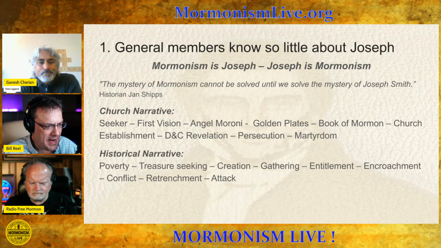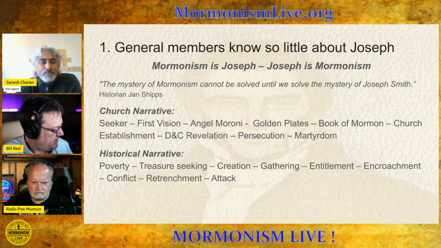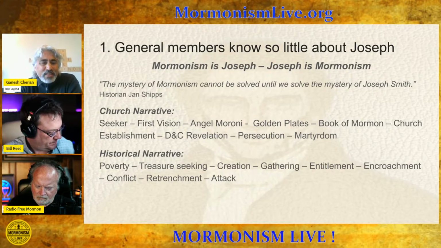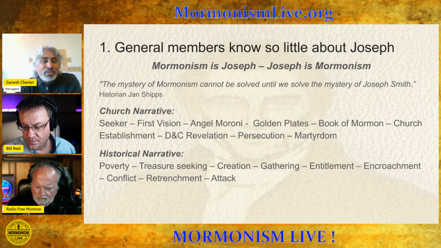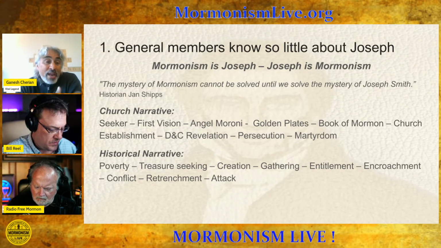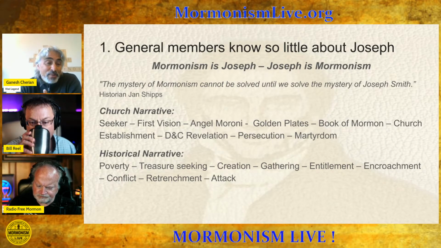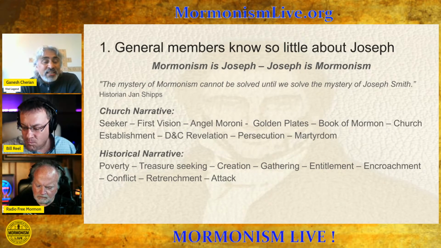What are some of the things that are happening here? Church narrative, historical narrative. What are some of the ideas here that you're wanting to convey to the reader? So the reason why we know so little about Joseph is because the church narrative is to suggest that it's miraculous and it's spiritual, which is great. That's a fabulous narrative. It suggests that Joseph and his family are seekers.